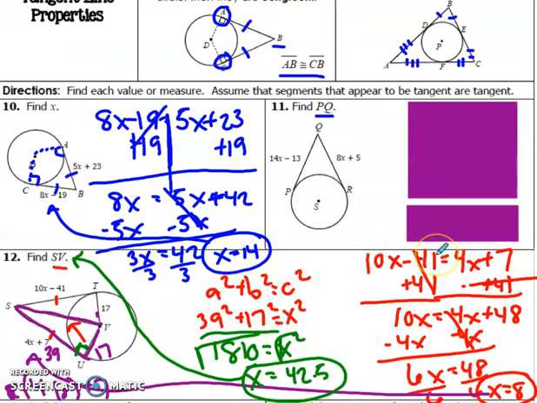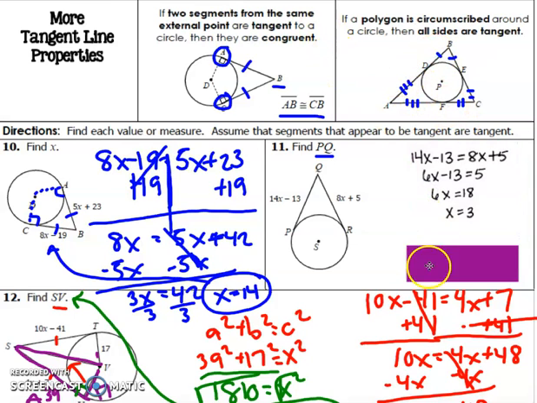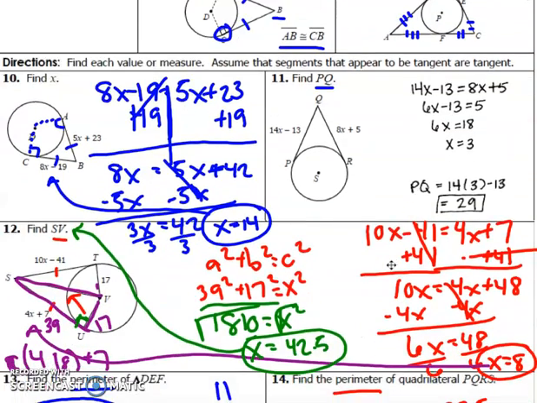So to review, if they appear to be tangent, meaning you have a 90-degree angle here and here, the outside lengths are going to be the same, and you can create a triangle circumscribed around a circle to get all of these pieces the same. And for the heck of it, if you tried number 11, you should have gotten 3 and 29. But thank you for watching more properties of tangent lines, and now you can practice.